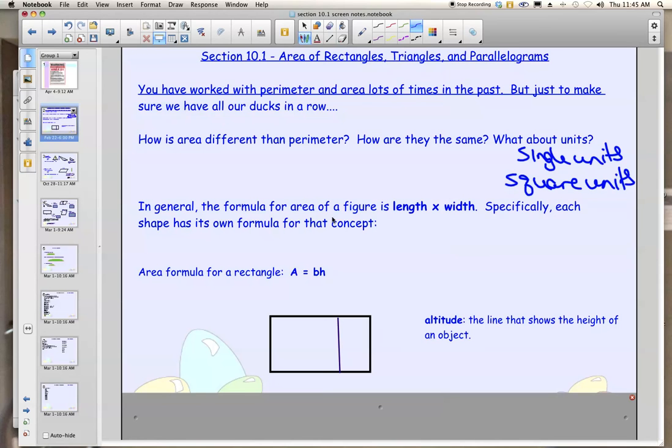Specifically, though, each shape has its own formula. For a rectangle, it simply is the length of the base times the length of the height. That's all that you do. Base times height. And it doesn't matter what order you take them in. The altitude is the line that shows the height. In the case of a rectangle, the length of the side is the height. But in other shapes, it's not. So you have to understand that when they talk about the height of an object, you're looking for the altitude line, the line that shows the height of the object. So for area, you'd simply take the base times the height, and that gives you your area.